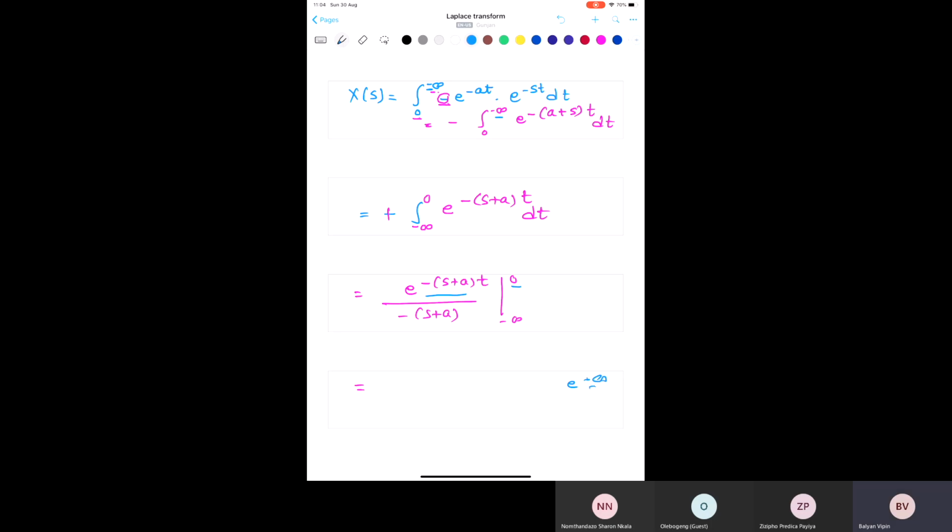You can say plus infinite, so we'll make it 0. So what remains is 1 upon s plus a. Now you need to find its ROC. Whatever you have a factor with s, or s plus a, or s minus a, you will put it equal to 0, greater than 0. So that is your region of convergence.